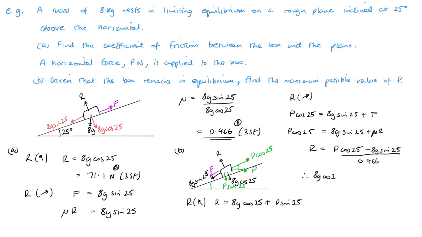8g cos 25 plus P sine 25 is equal to P cos 25 minus 8g sine 25 over 0.466. So all that's left to do now is to rearrange this for P equals. Okay, I'll leave you to work out the rearrangement here, but it's just a process of multiplying by this, getting the P's to one side, everything else to the other side, factorizing out the P's and dividing by that bracket.